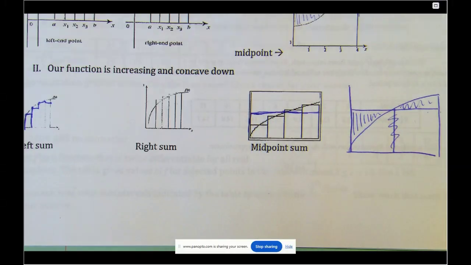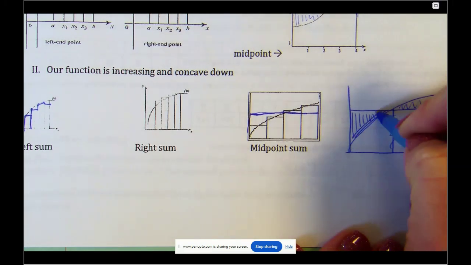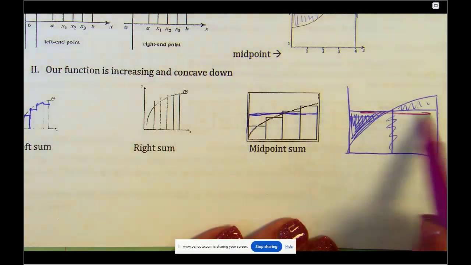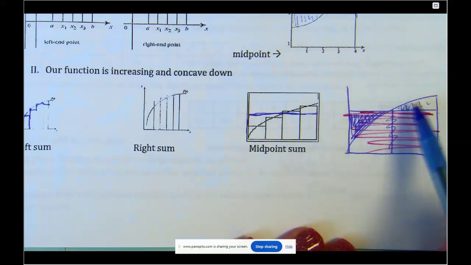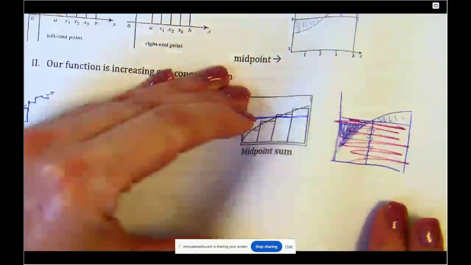So this one is an overestimate. Overestimate because there's more area underneath here, which I'm including in my area, right? Here's my area, the whole thing. More included in here than we left out. So flip it over.